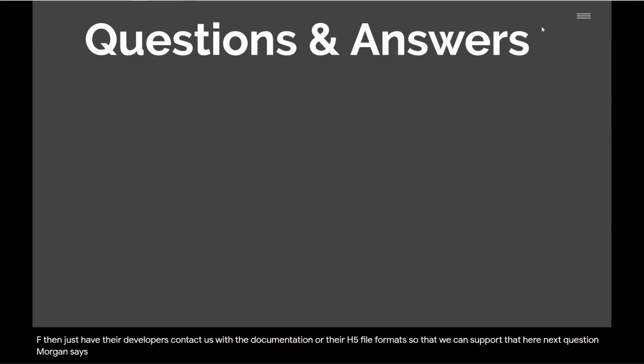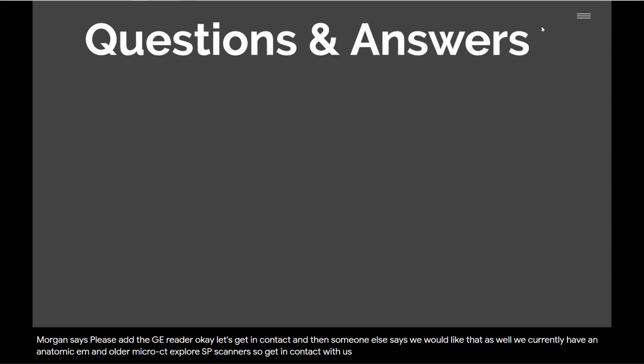Next question, Morgan says, please add the GE reader. Okay, let's get in contact. And then someone else says, we would like that as well. We currently have a Nanotome M and older Micro CT Explore SP scanners. So get in contact with us and we can see what we can do to add those file formats.